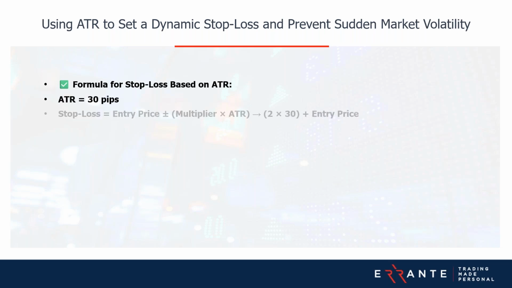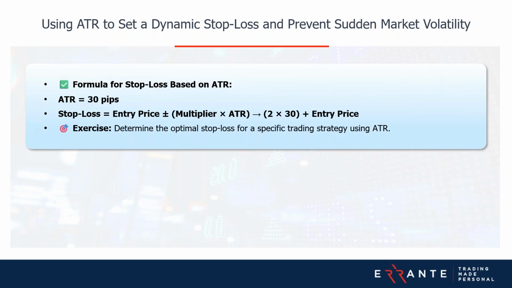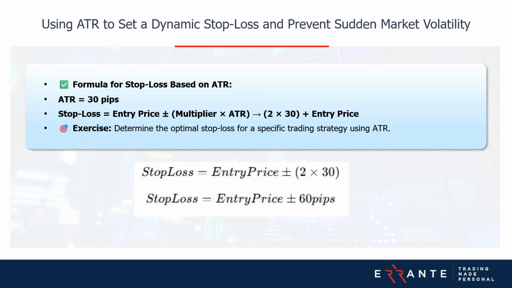And again, we have this formula for stop loss based on ATR. You saw how it works. For example, I have an entry price. My multiplier is 2, my ATR 30 pips. So I can just use this formula and I can calculate my stop loss by adding or deducting the 60 from the entry price, and to see if it can be set with a key level, that would be a good stop loss.